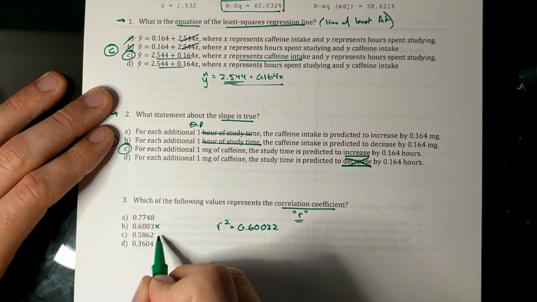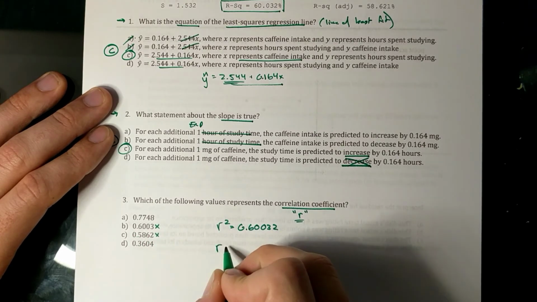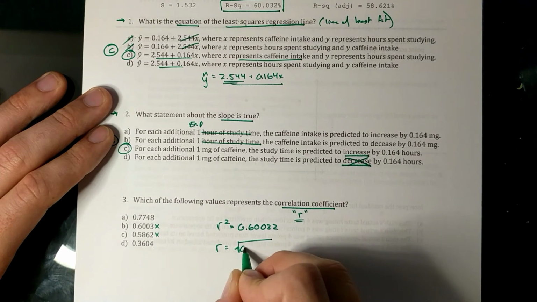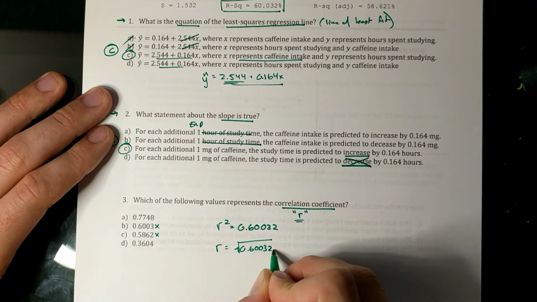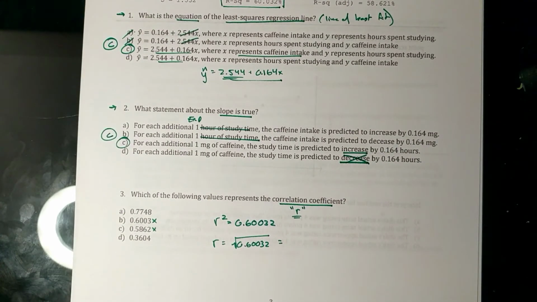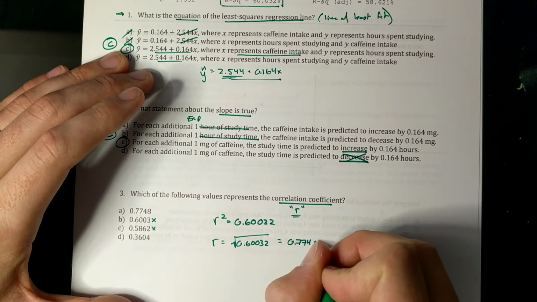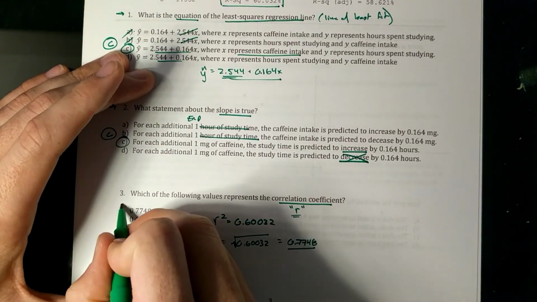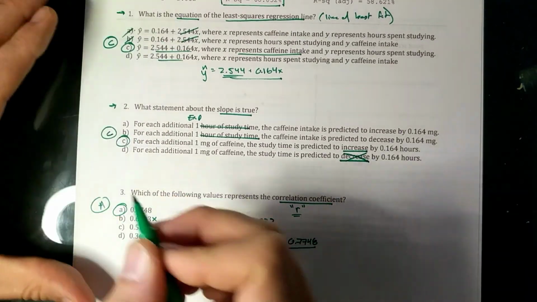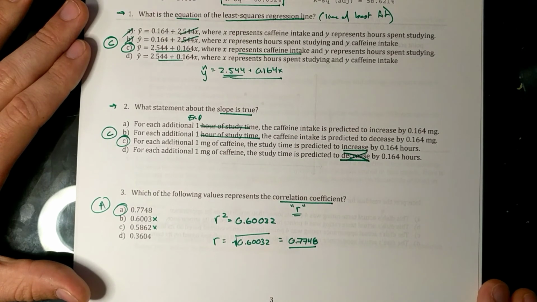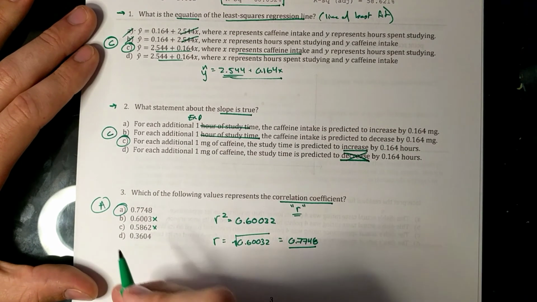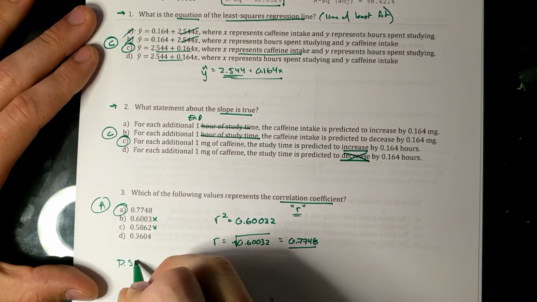I'm not going to use that, and I'm not going to use this one. But R will equal the square root of that number, 0.60032. So if we square root that number, we find that that is 0.7748. And that is most closely to A, so our answer for number 3 is A. Make sure you have that down on your paper, and we're going to move to practice set B in a moment.